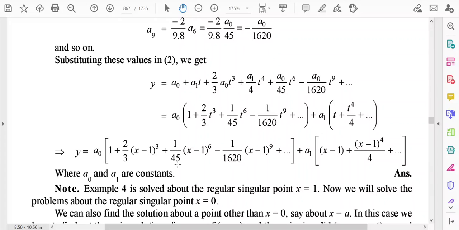So from these examples, I think you will understand how to calculate the solution of a given differential equation when x is equal to 0 is an ordinary point.